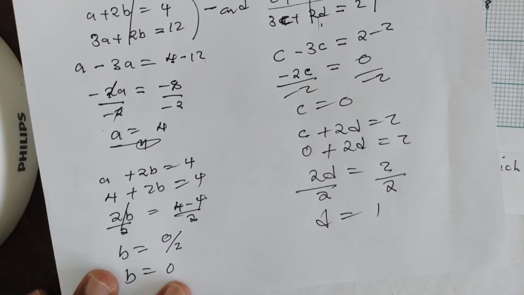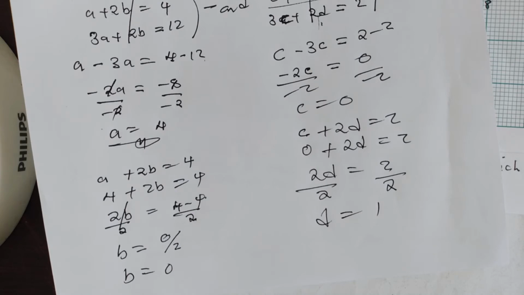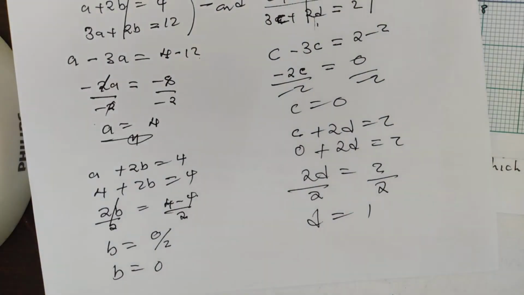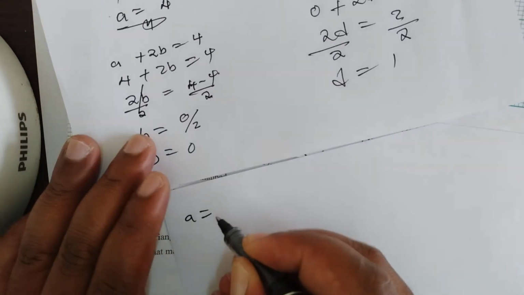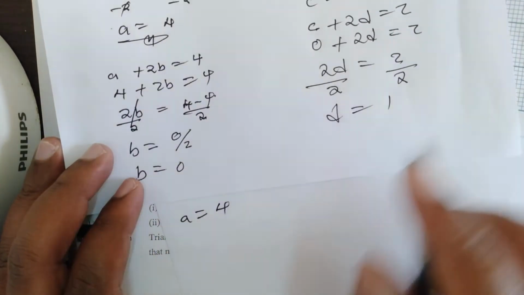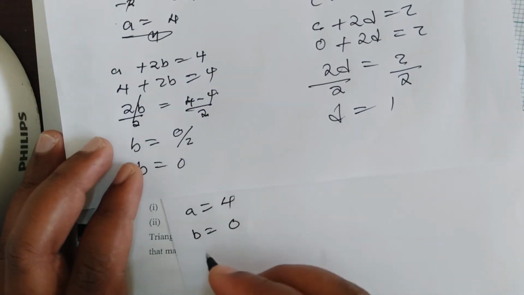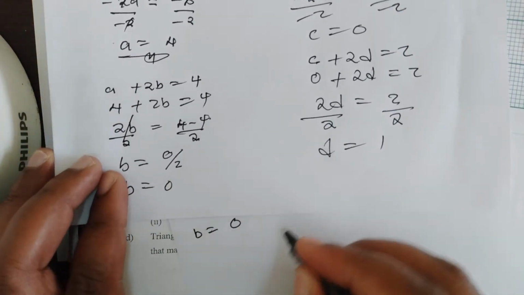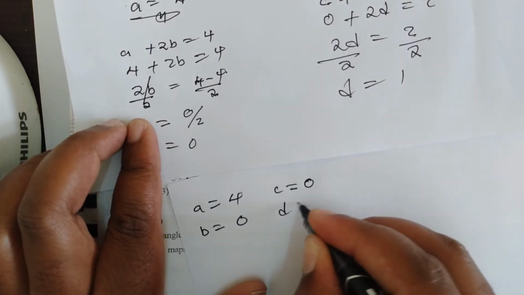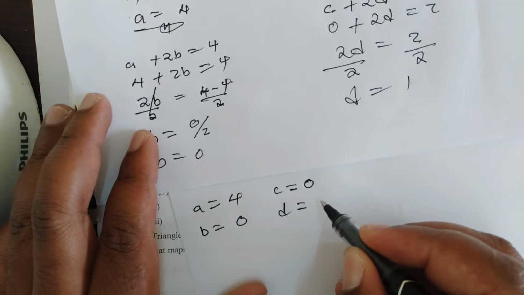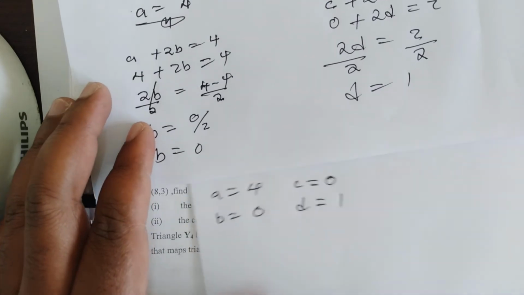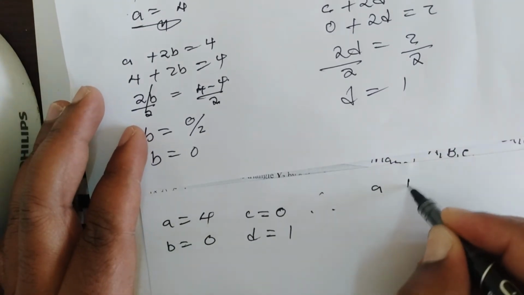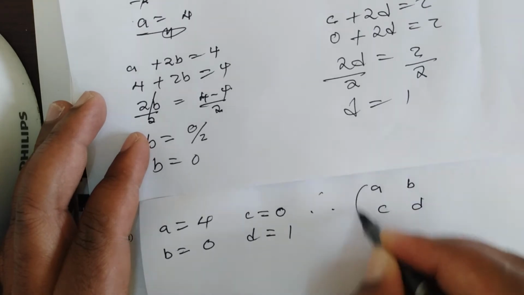So what are we saying? We are saying A is 4. From our calculation, A is 4. That's what we found. Then we found B to be what? 0. C, we found C to be 0. D is equal to 1. So we said the matrix should be A, B, C, and what? D. This is the matrix.